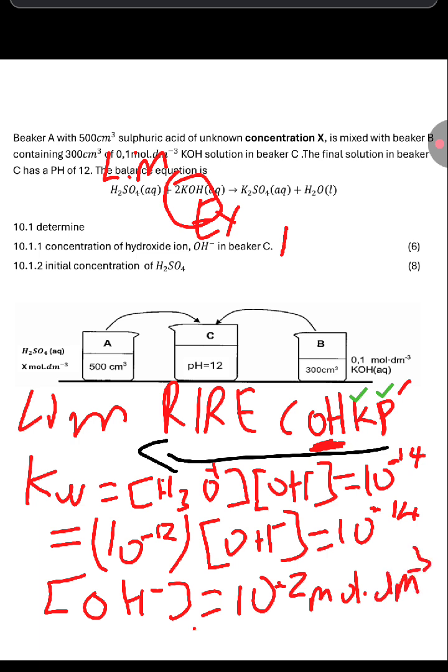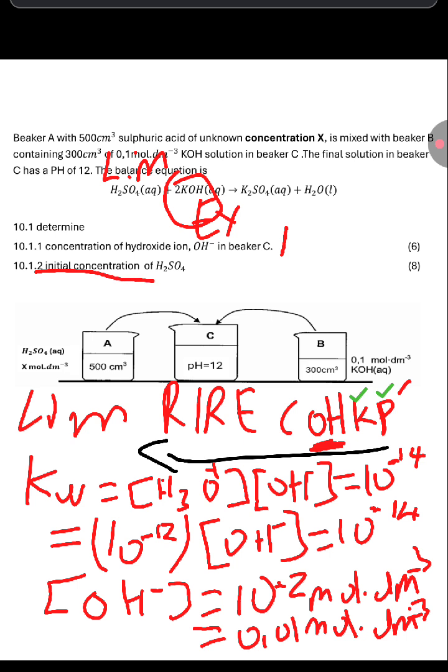Or you can write it in decimals. Say this is 0.01 mole per cubic decimeter. That is the concentration of hydroxide ions in the beaker C.